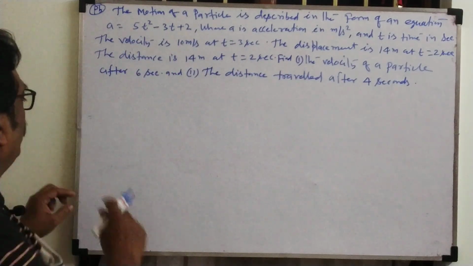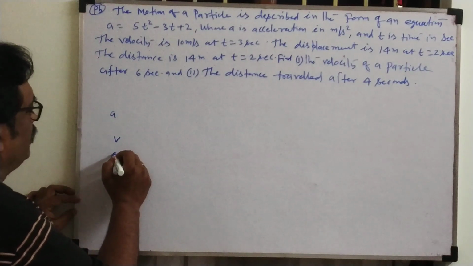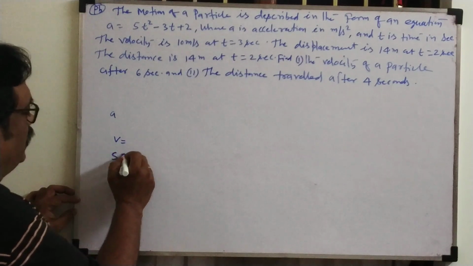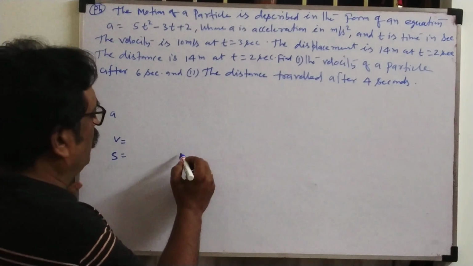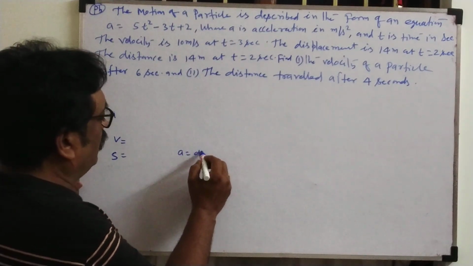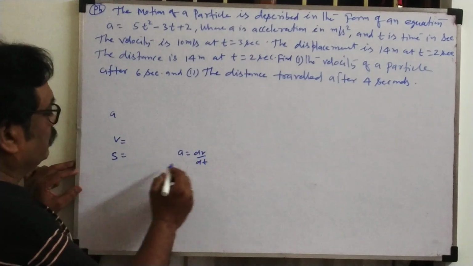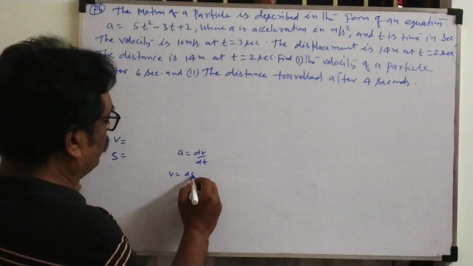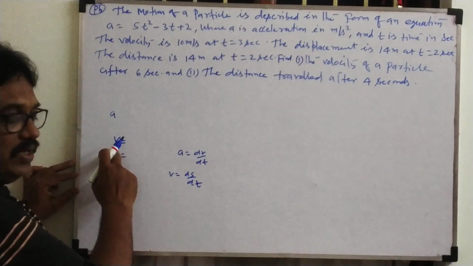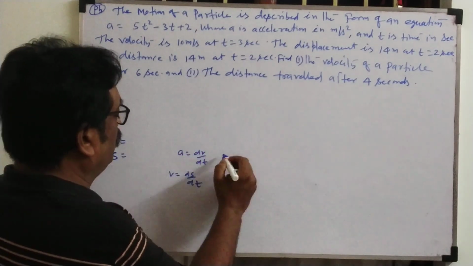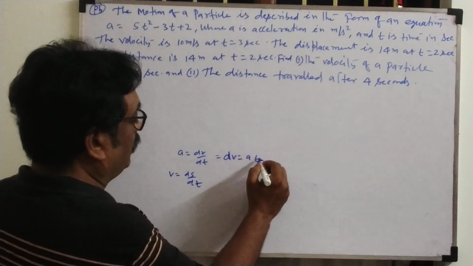So acceleration is given. They are asking velocity and displacement. So how will we get it? Just look here, we already know acceleration is equal to dv by dt, and velocity is equal to ds by dt. So from acceleration we have to bring the velocity. How will we bring the velocity? We will write dv equal to a dt.